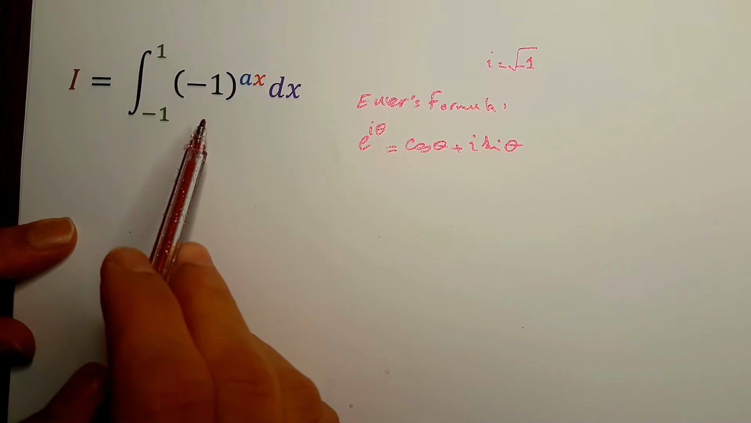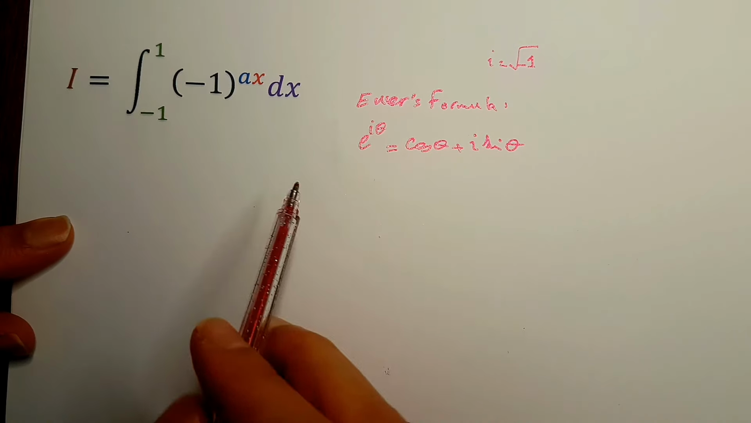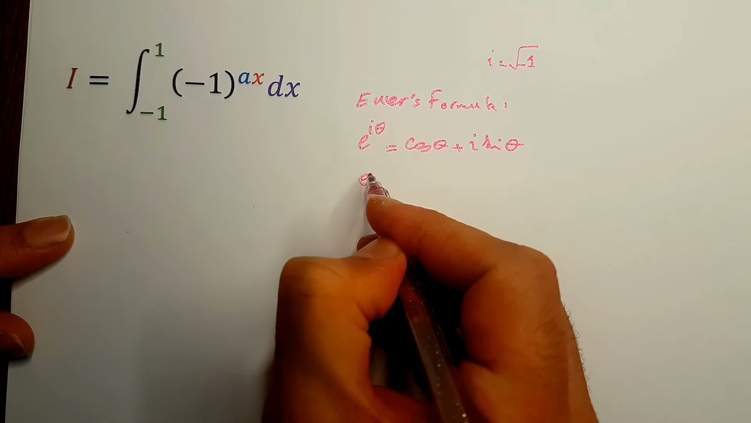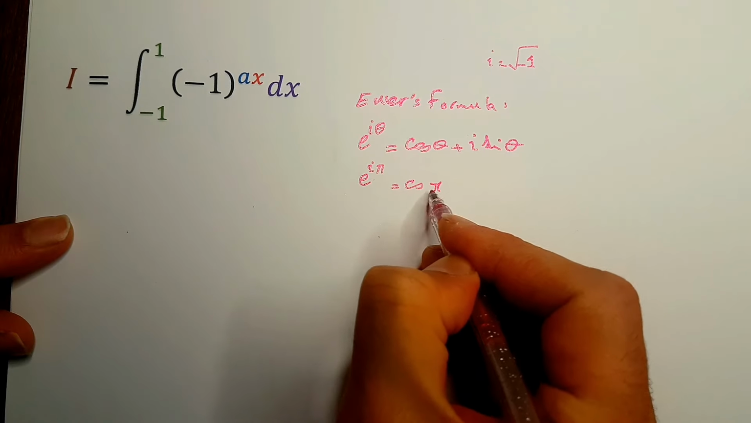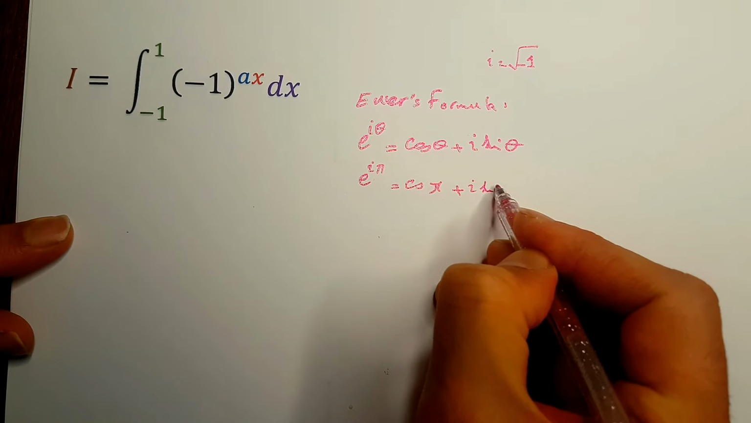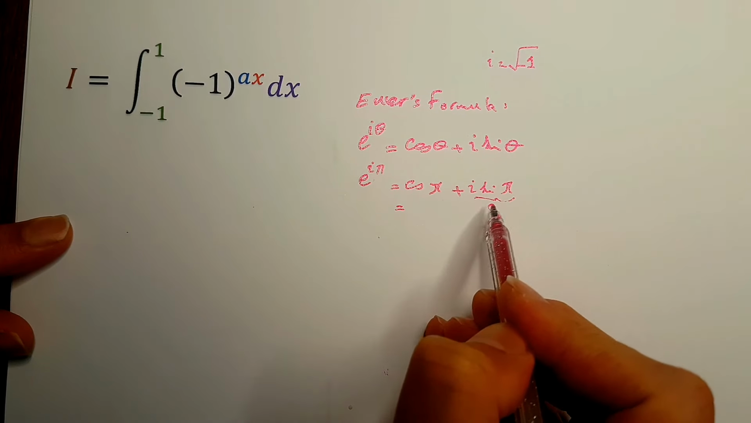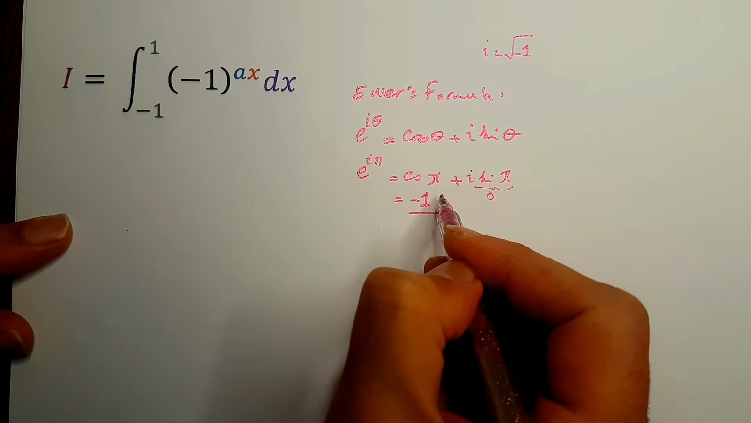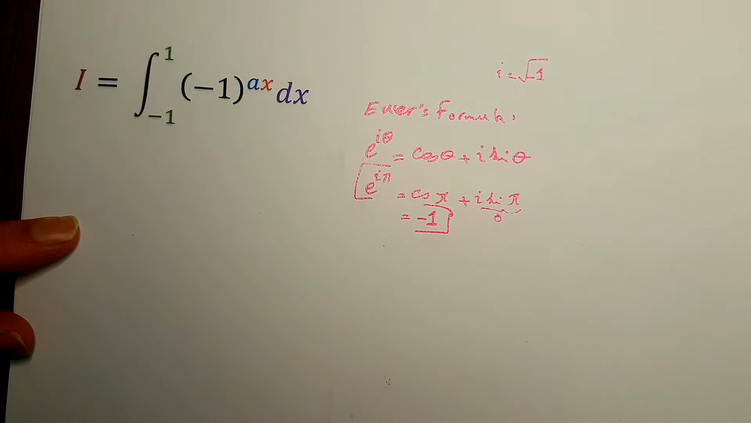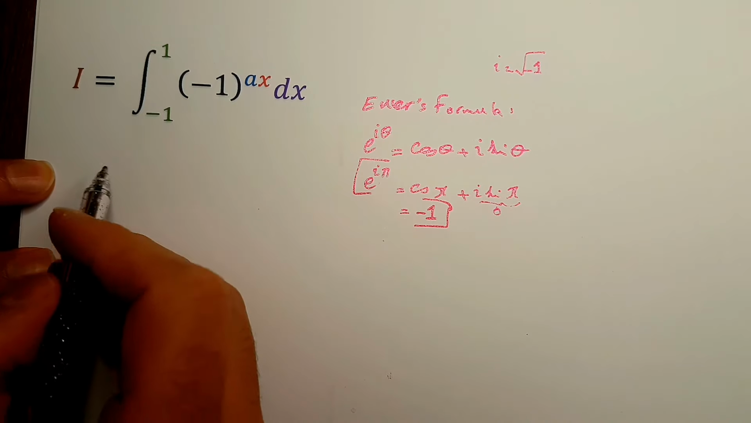If we look at our integral, if we plug pi into this formula, we have e to the power of i pi is equal to cosine of pi plus i sine of pi. From here, sine of pi is 0, 0 times i is 0, and cosine of pi is negative 1. So negative 1 is equal to e to the power of i pi. Let's go back and plug this into our integral.